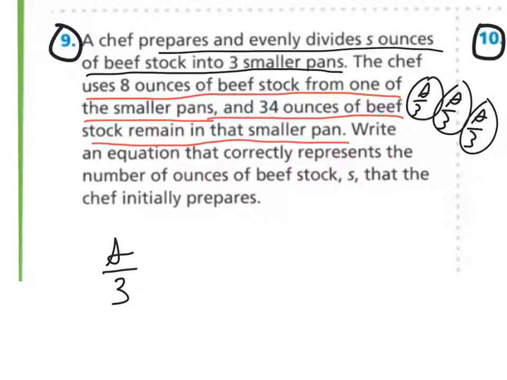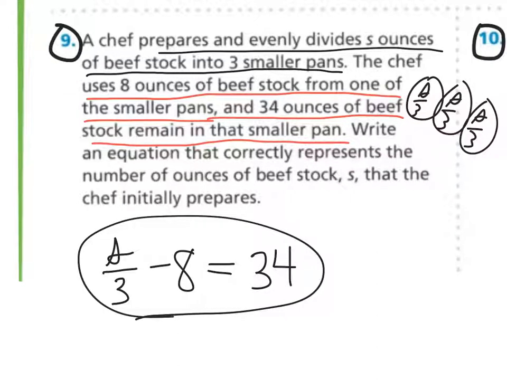And then he uses 8 ounces. So we have S over 3 in one of our pans. He uses 8 ounces. And then that gets him, or her, to a point where they have 34 ounces left in that pan. So this would be one equation that we could do for this problem.